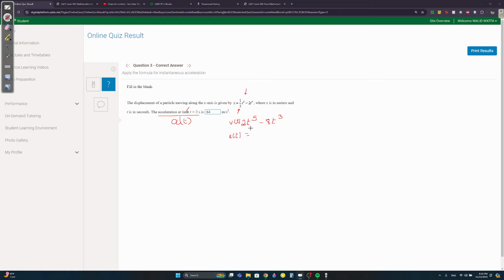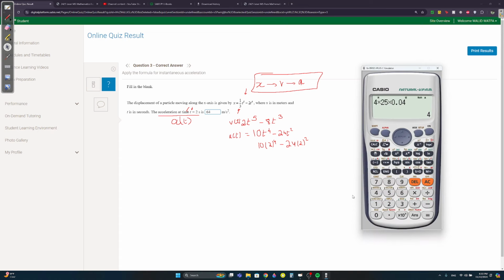It's going to be differentiate again. 5 times 2, 10, t to the 4. Minus 3 times 8, 24, t squared. So remember it goes x, v, a. Okay, so you get this. They're saying at t equals 2. So 10 times 2 to the 4, minus 24 times 2 squared. So you get 160 minus 24 times 4, which is 96. Let me just check I'm doing this correctly. Yeah, it's correct.